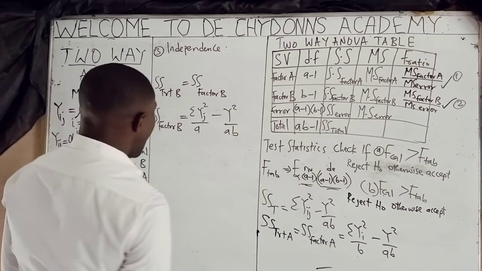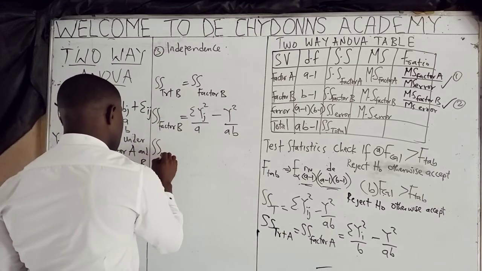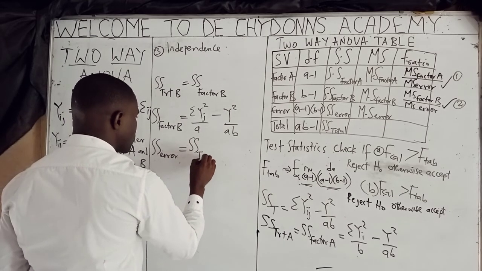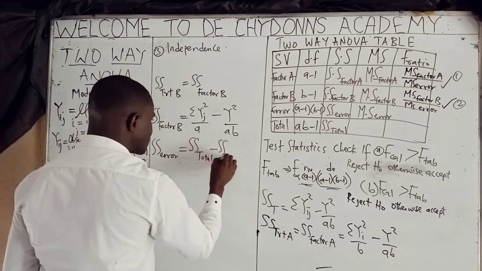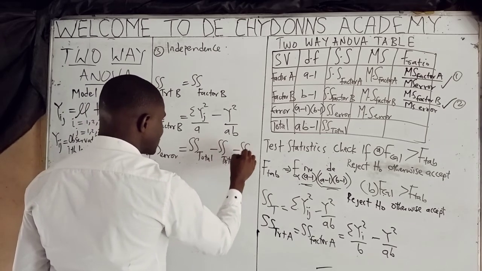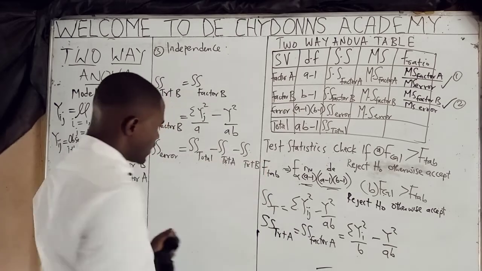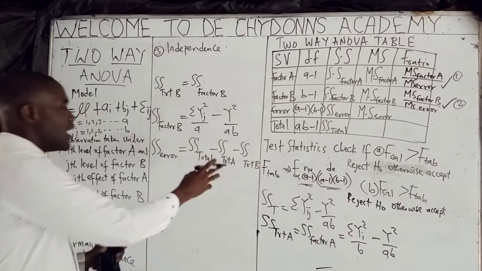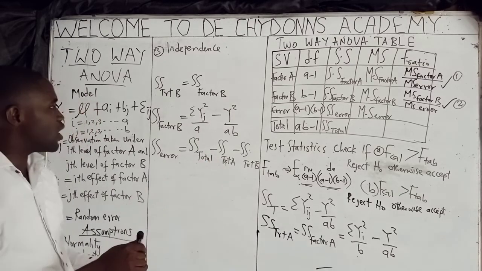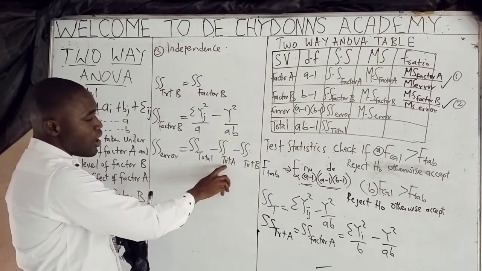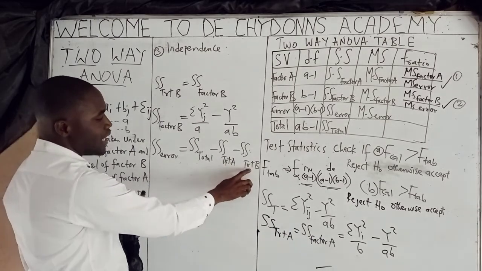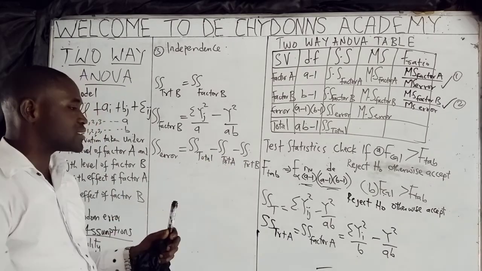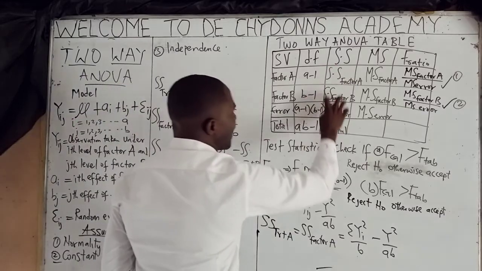Okay? Then SS error is equal to SS total minus SS treatment A minus SS treatment B. Okay? So that is it. So once you have gotten SS total, SS treatment A, SS treatment B, or we say SS treatment A can be called SS factor A, SS treatment B can be called SS factor B, once you have gotten it, just compute it and get your SS error. Once you have gotten all this, you package it here.